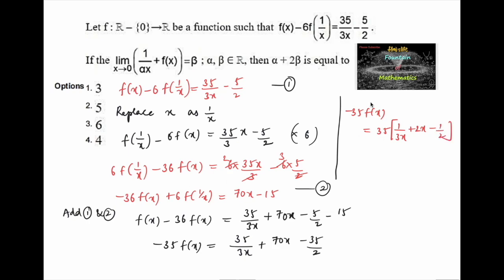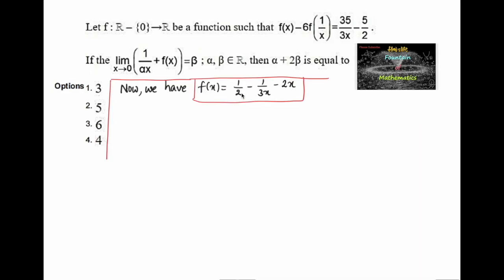So we can cancel this 35 on both the sides, and hence we can also write f of x is equal to 1 by 2 minus 1 upon 3x minus 2x. Now we have f of x is equal to 1 upon 2 minus 1 upon 3x minus 2x.